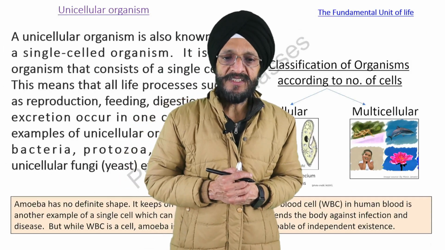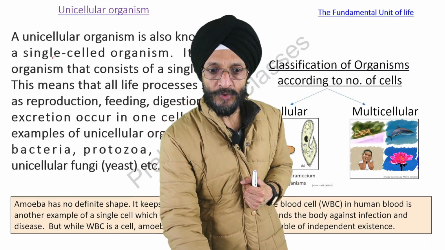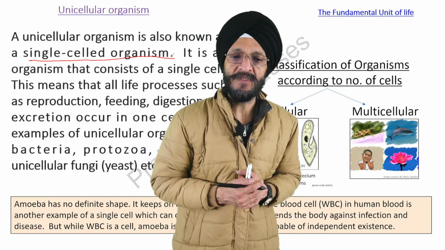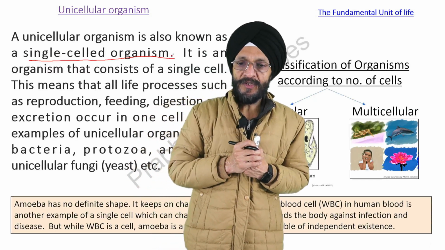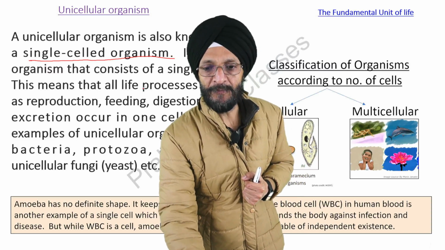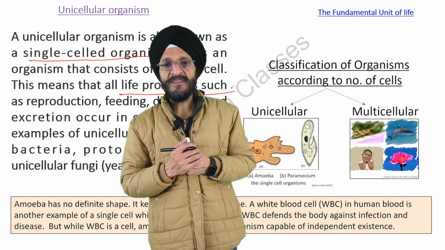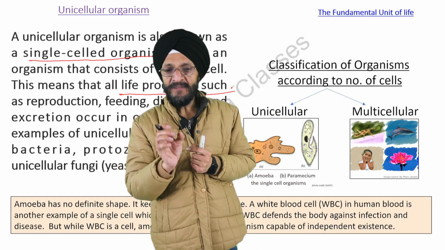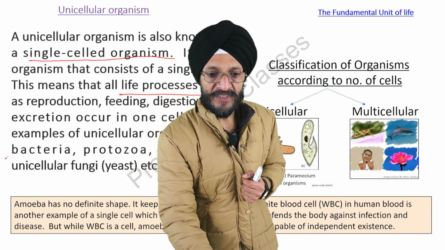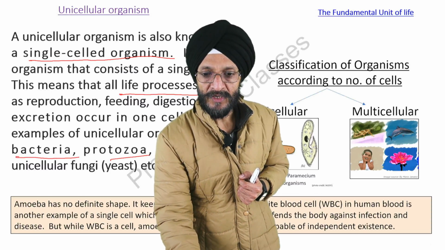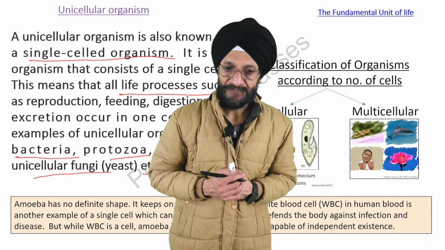Now, the question arises, what are unicellular organisms? A unicellular organism is also known as a single-celled organism. That is, there is only a single cell present in a unicellular organism, and all the life processes such as reproduction, feeding, digestion, excretion occur in one cell only. Some examples of unicellular organisms are bacteria, protozoa, amoebas, unicellular fungi, etc.